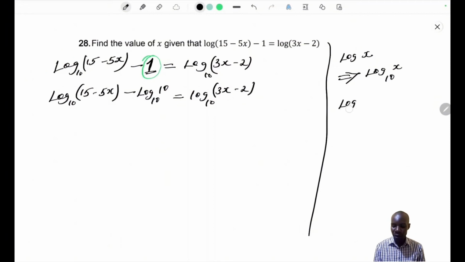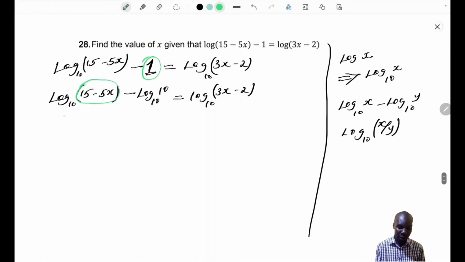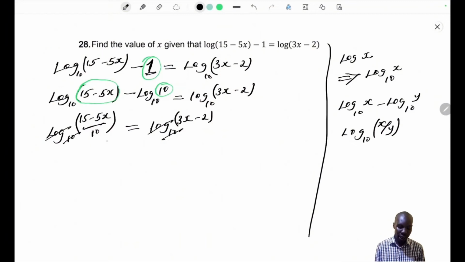Then remember, if you have got log of x to base 10 minus log of y to base 10 is equal to log of x over y, everything to base 10. So here we are dealing with log of 15 minus 5x to base 10, take away log of 10. That is the same as log of (15 minus 5x) over 10, everything to base 10, should give us log of 3x minus 2, everything to base 10. So log cancels out, the base also cancels out. We have got (15 minus 5x) over 10 is equal to 3x minus 2.